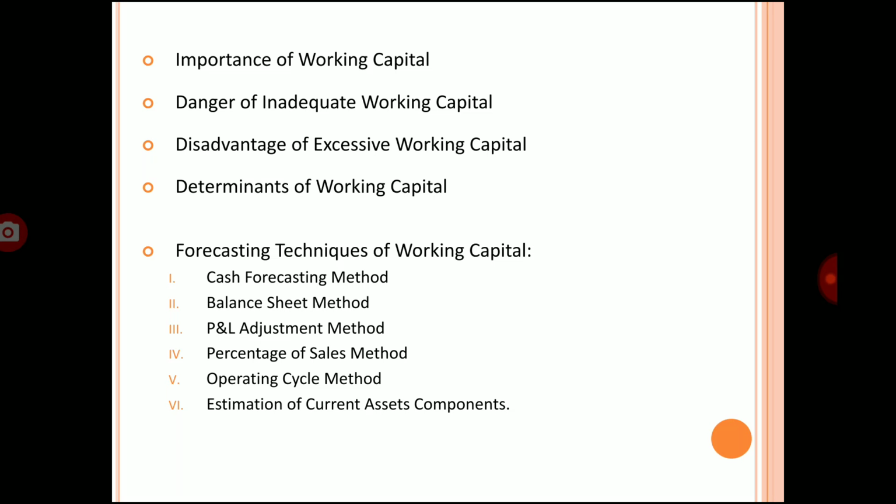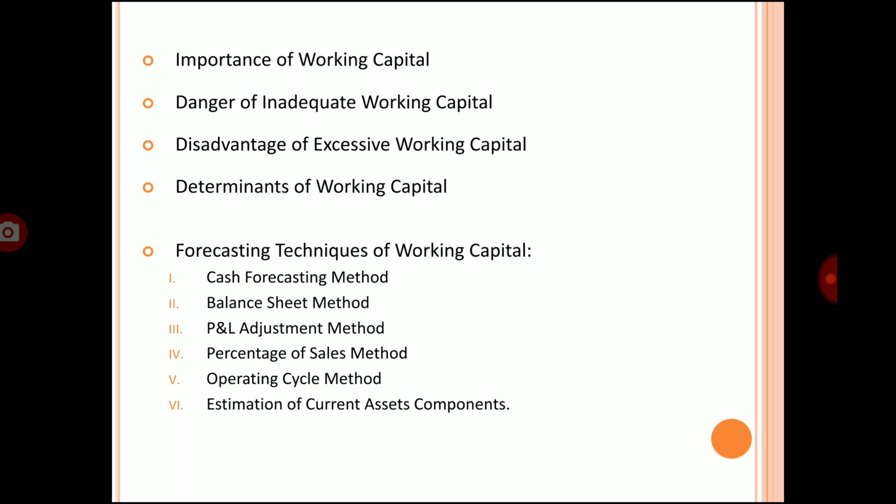In manufacturing organizations, the working capital cycle starts from the purchase of raw material and ends with the conversion into cash. So it involves purchase of raw material, work in progress, finished goods, sales, debtors, and conversion into cash. The cash will continue again and again, on a day-to-day basis.